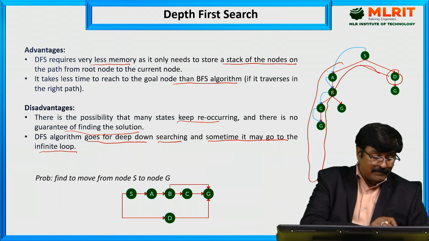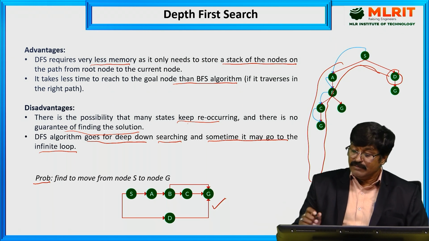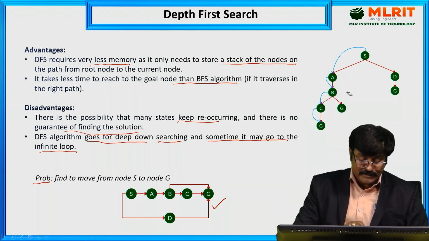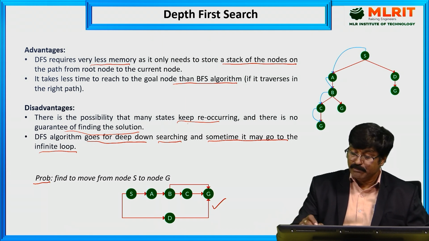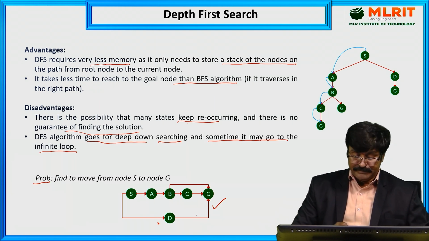Okay, suppose this is one of the problems. Suppose this is the problem state: S, A, B, C, G are the problem states. For this problem, I am solving this one. See, this is the graph-based tree for this case. S goes to A, A goes to B, B goes to C, C goes to G, and again B has a loop. Here also C goes to G, which is the goal. And there is another connection, D and D to G. This is the graph for this problem.